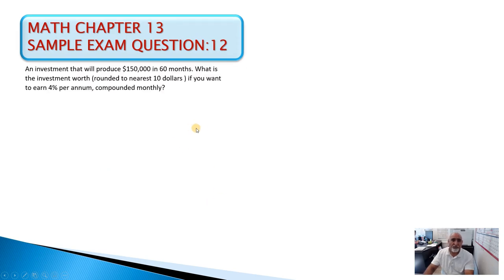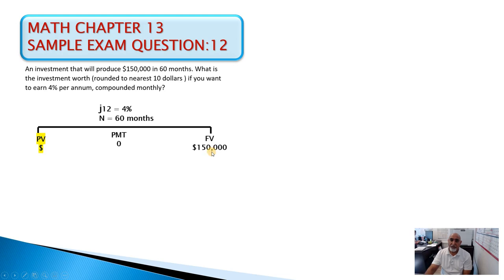An investment that will produce 150 in 60 months. What is the investment worth, rounded to the nearest $10, if you want to earn 4% per annum compounded monthly? So this is J12 equal 4%. So first thing, timeline diagram, J12 equals 4%, and N is 60 months. Do we know PV? That will produce 150, that goes here. Okay, we're looking for PV. What investment will produce 150? That means your FV is 150. Okay, so we've got our timeline diagram.